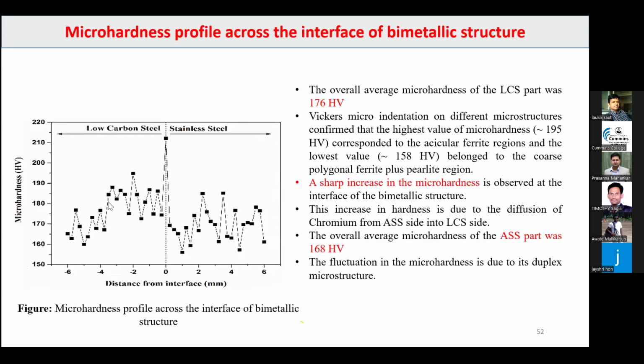And then I have checked the micro hardness along the interface. This is for the LCS part, this is for the ASS part. The overall average micro hardness for LCS was 176. For the ASS part, it is 168, and this is the micro hardness at the interface. Here you can see the maximum hardness. The possible reason is the diffusion of chromium from the ASS part to the LCS part because of the temperature gradient or concentration gradient.